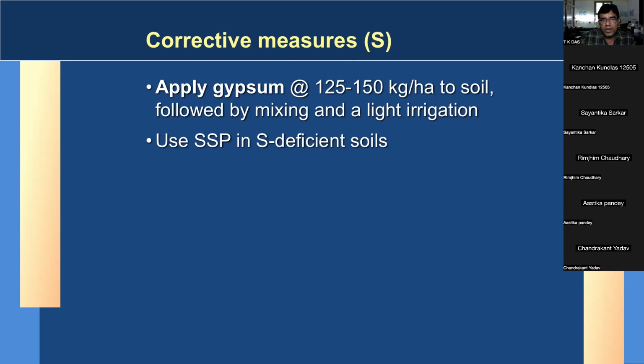So how does gypsum work? Gypsum works through formation of sulfuric acid. This gypsum contains sulfate, and this sulfate will make sulfuric acid, and then hydrogen ions will replace the calcium.